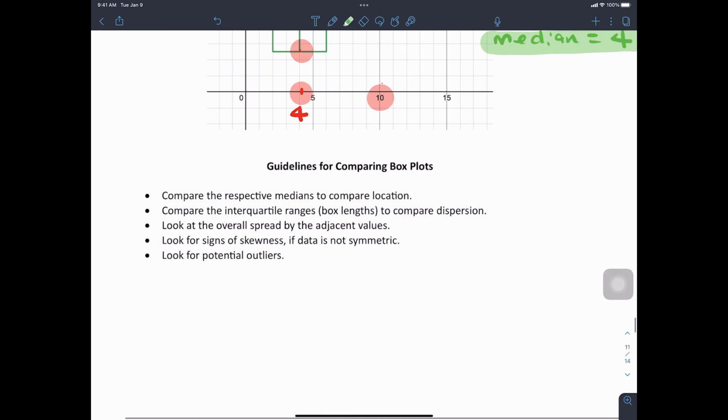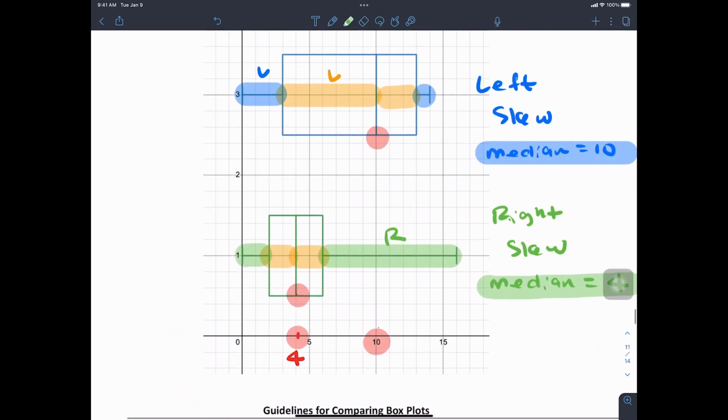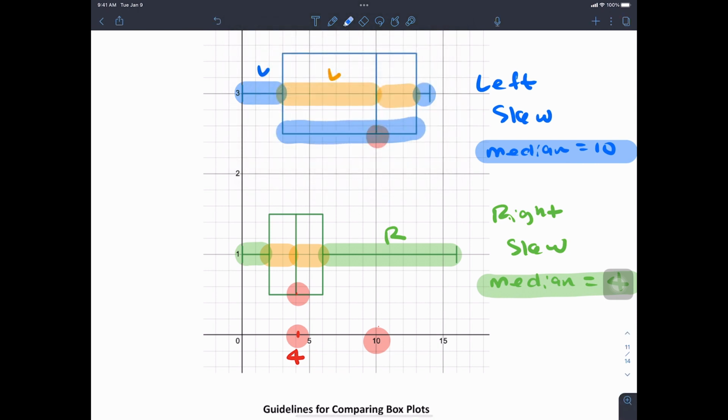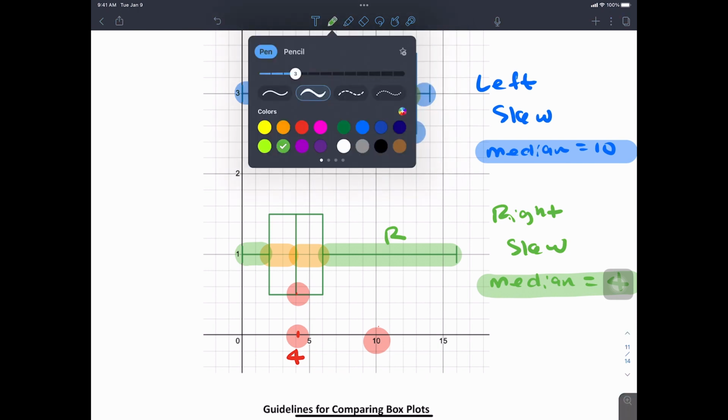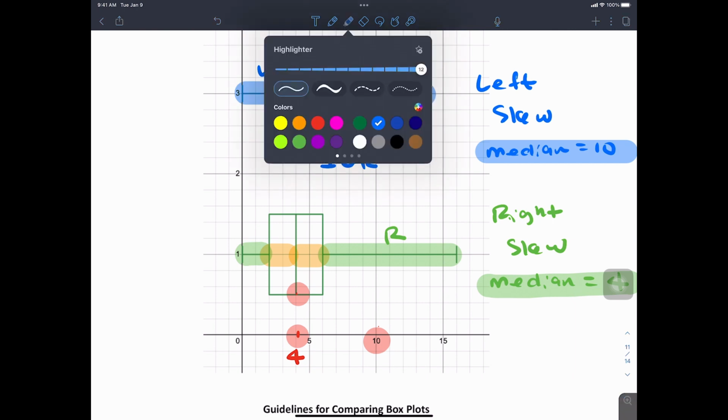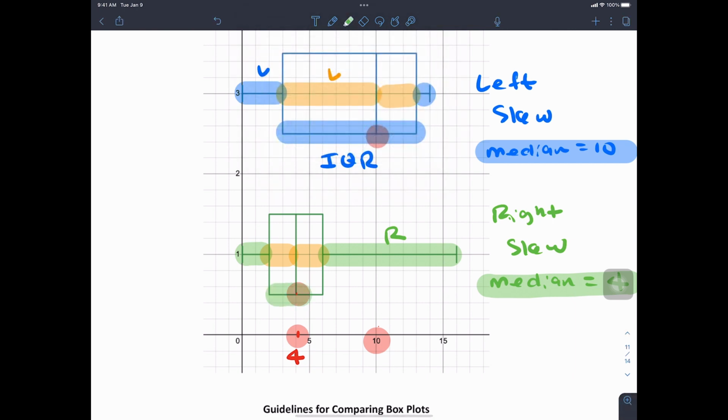And so let's take a look at the guidelines for essentially comparing box plots. I put that there. Compare the respective medians to compare location. Compare interquartile ranges, the box lengths, to compare dispersion. That is right in here, the IQR. So when you're talking about dispersion here versus down here, dispersion.